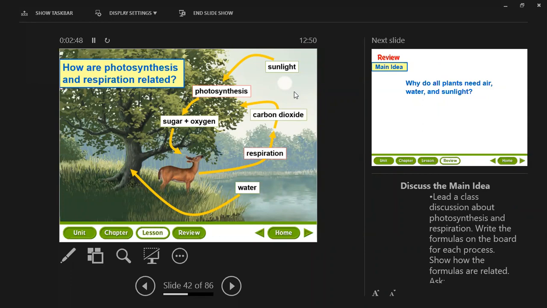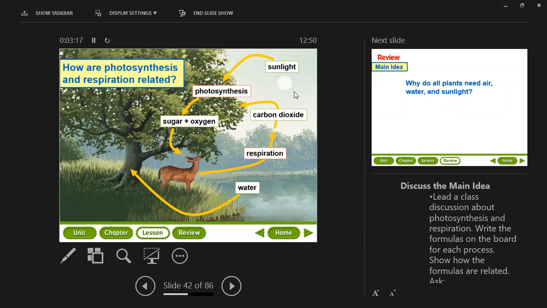Now, what is the definition of cellular respiration? Cellular respiration occurs in the mitochondria. Oxygen combines with sugars to release the energy your body uses to work. I will repeat. Oxygen combines with sugars to release the energy your body uses to work.